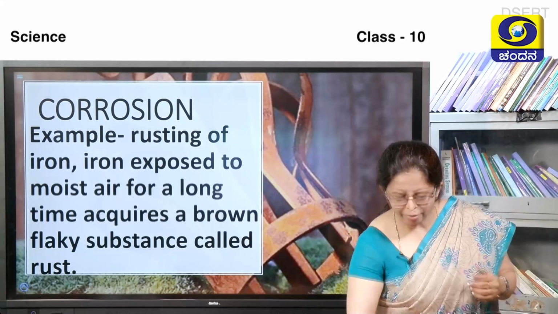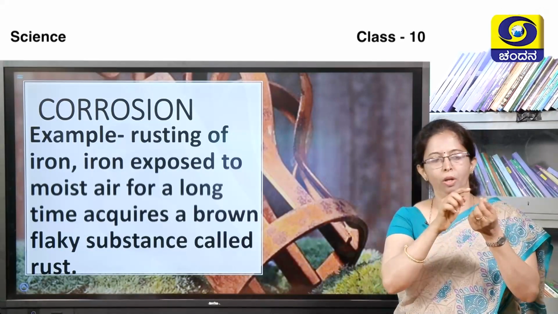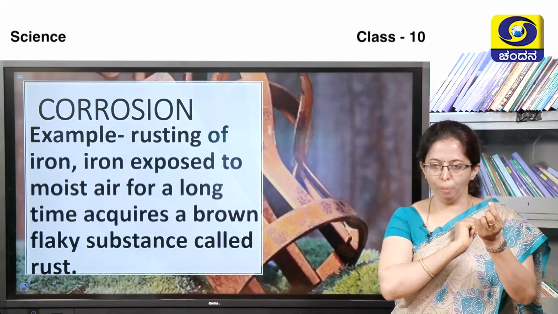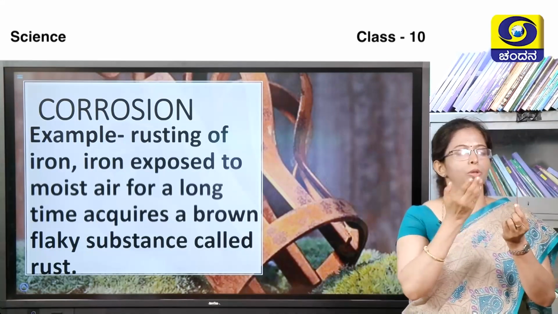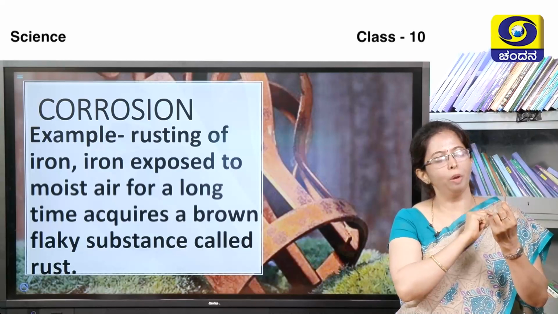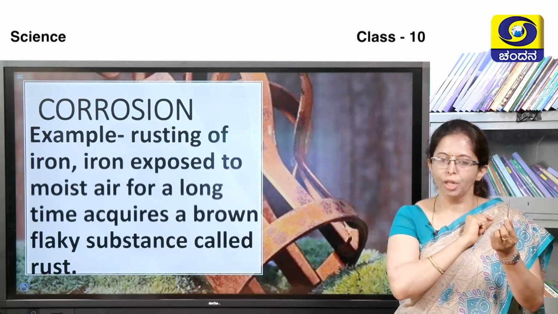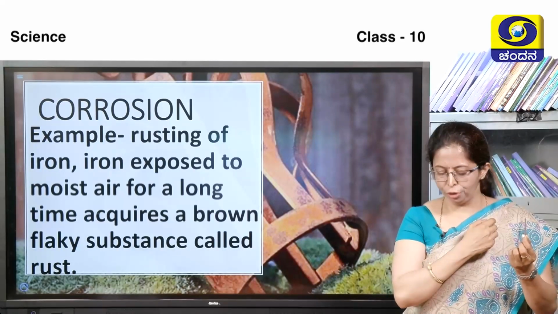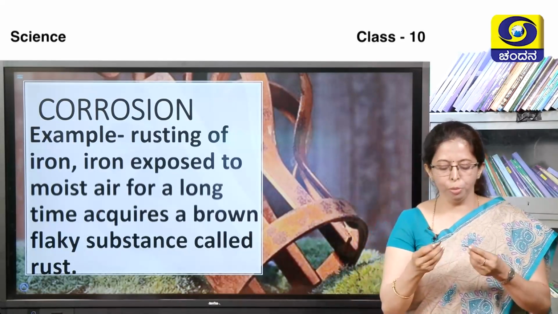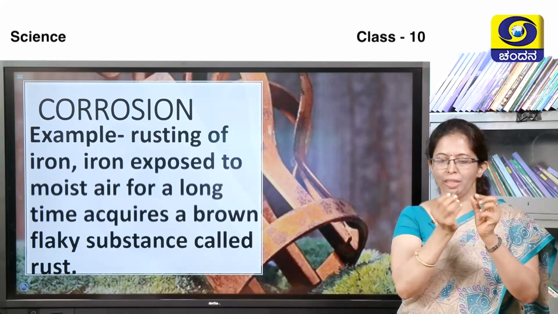So, here I have an iron nail, it is not clear, but a brown flaky layer has already formed on it. Here it has been exposed for a longer duration to the moist air, hence it has acquired a brown flaky layer of rust, which is nothing but iron 2 oxide, Fe2O3 into 2H2O. Similarly, I have a few more examples, a few more small nails here.